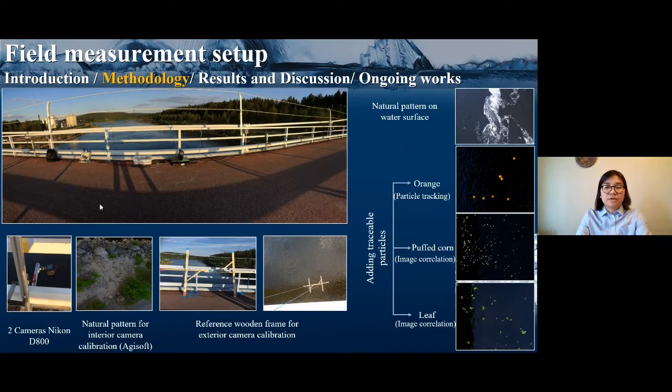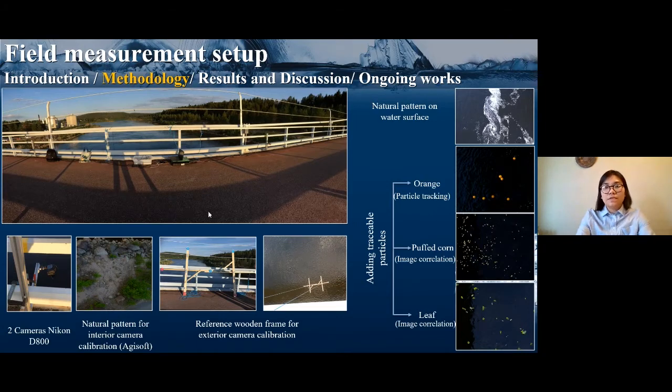For exterior camera calibration, we use a reference wooden frame with known coordinates of some reference points on it. When all cameras were well set up, the wooden frame was hung above the water surface. Two cameras capture this wooden frame at the same time. The camera position and orientation can then be derived from those images. An object coordinate system is defined by the coordinate system of the wooden frame.